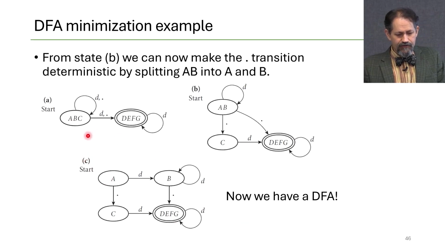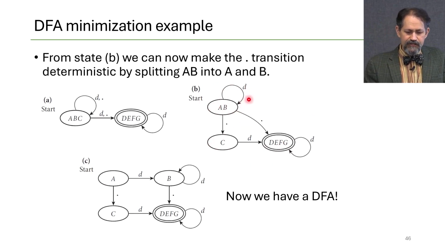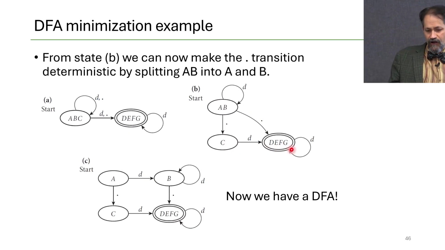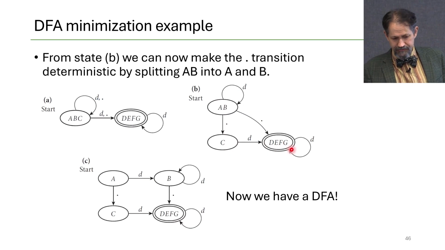So here's what we started with. We then move over here to the case where we have A, B, and C. And you notice that now the D transition from AB always stays within AB, and then the D transition from C always goes over here. So we've gotten rid of some of the non-determinism, but we still have the non-determinism in the dot transition.